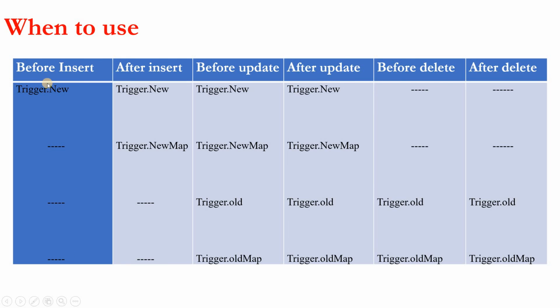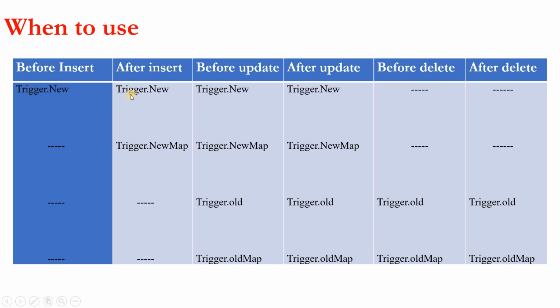Before insert, use only trigger.new. Guys, very important, trigger.new. Trigger.newMap also won't be used, because for insertion there is no ID, and for a map there definitely should be an ID. If it is old, it is definitely already inside. If the record is inside Salesforce, then we can use trigger.old. Before insertion there is no ID, so there is no newMap. There is no record present inside Salesforce yet, so trigger.old is also not there. OldMap is also not there, because a map contains IDs.